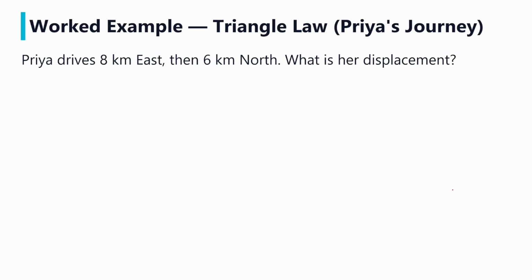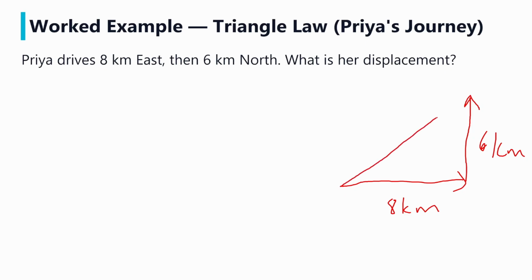so let's use Priya's exact journey. She drives 8 kilometers east, then 6 kilometers north. What's her displacement? First let's just draw the vectors. This is 8 kilometers east, so it's 8 kilometers, and then this is 6 kilometers north, so it goes like this, 6 kilometers, right? And since they're joined head to tail, we can complete the triangle, and this will be her displacement. Now there is a formula to calculate this, but you don't need to apply the formula if you don't need to.